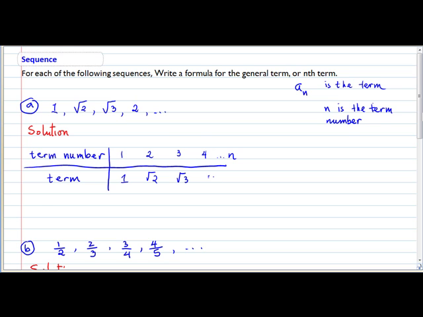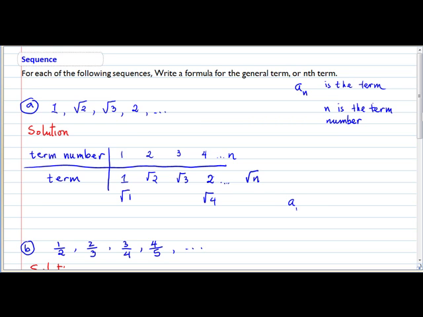Now it gives me 2, then dot, dot, dot. I need to find a formula for that. This is the same thing as the square root of 1. This is something like the square root of 4, because the square root of 4 is 2. So if you rewrite 1 as the square root of 1 and 2 as the square root of 4, I see that the number inside the radical is exactly the same as the term number. So this means our general term should be the square root of n.